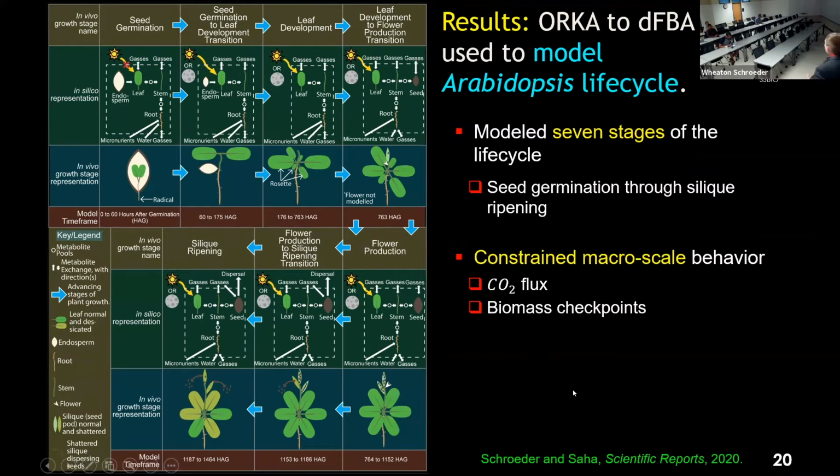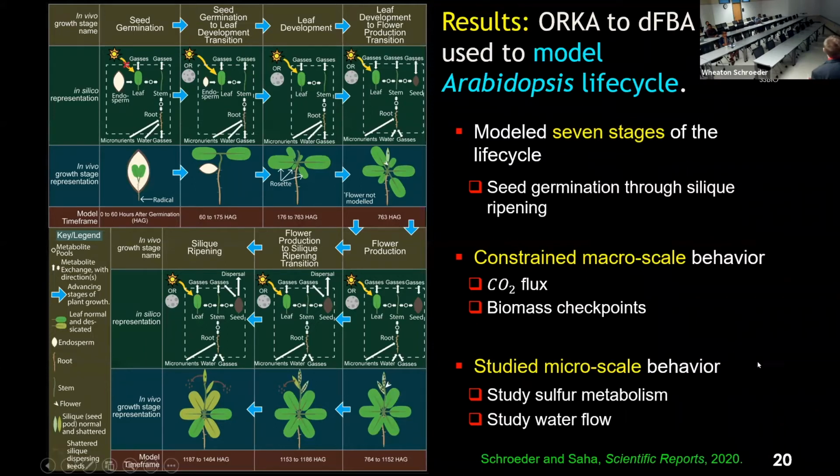We constrained the macro scale behavior of this particular model so that we would meet various sort of nutrient flux checkpoints as well as biomass checkpoints so that we can recreate in our model what we would see in a lab. This allowed us to leave the micro scale behavior unconstrained and allowed us to investigate 2 metabolisms that we were particularly interested in. The first was sulfur metabolism, because that is generally quite understudied, especially compared to nitrogen metabolism, which is another important micronutrient for plants. We also wanted to study the flow of water and how metabolism influences that across time.